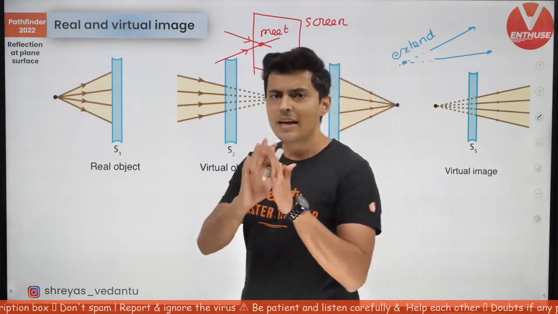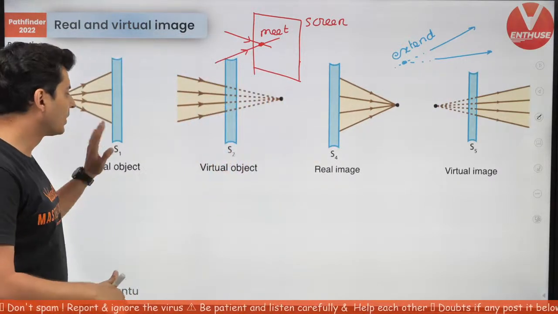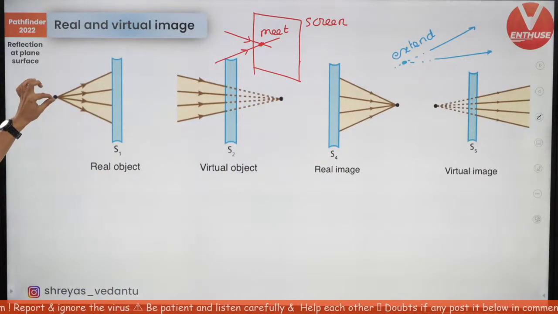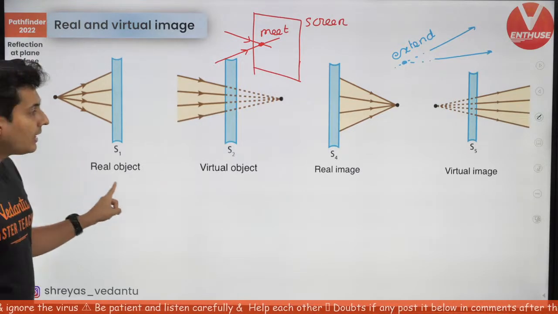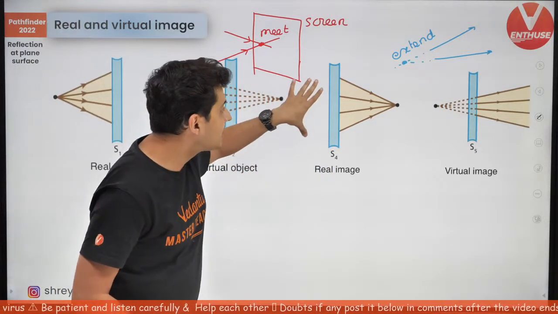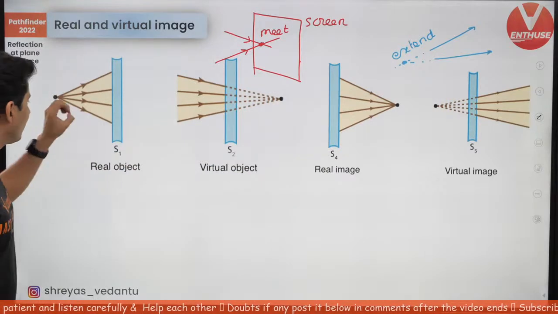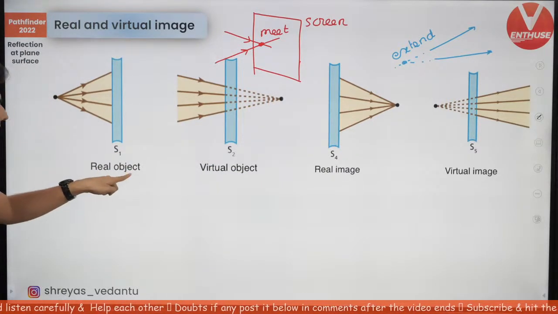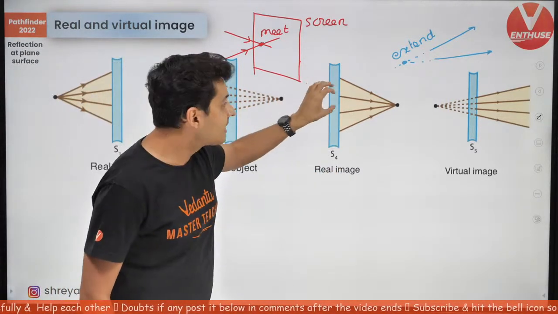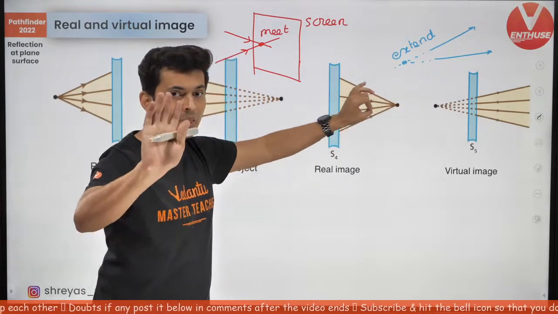That's the difference. They are very, very similar. If you notice, look at this real object. The rays actually originate. In real image, the rays terminate. Look at this. Rays originate in real object. In real image, the rays terminate. Do you see that?